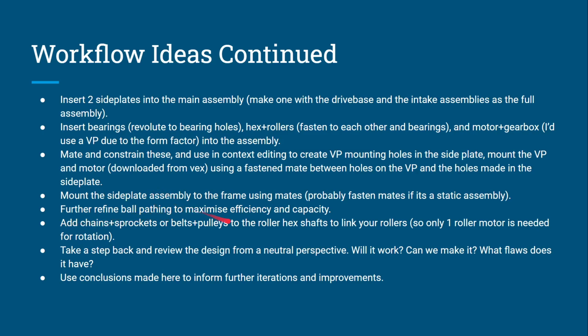And then you add chains and sprockets or belts and pulleys to the roller shafts. You don't really need to add chains or belts. You can just add sprockets and pulleys, right? The presence of chains is implied. You can add mock-ups of them in the CAD. It's not necessary though, but it is often nice to have.